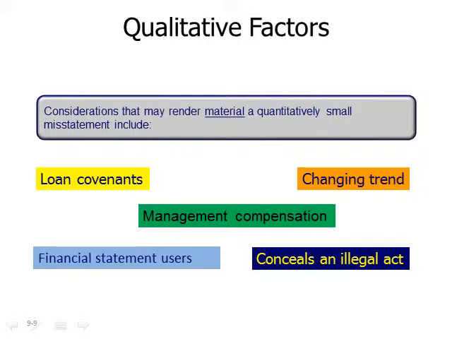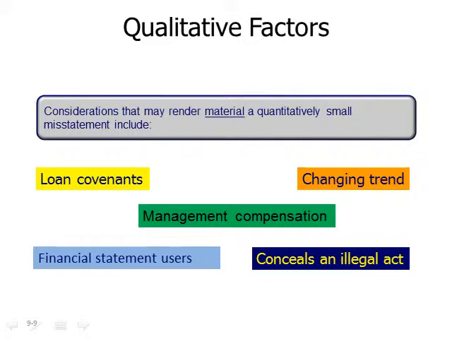And so the SEC Staff Accounting Bulletin number 108 requires the auditor to consider both qualitative and quantitative factors in assessing materiality. What we're talking about here is that there are some issues that could come up that may render material a quantitatively small misstatement, which is saying that it may be misstated by a small amount, but because of these other considerations, it is still considered to be material, such as loan covenants that contractually set terms and conditions around loans.